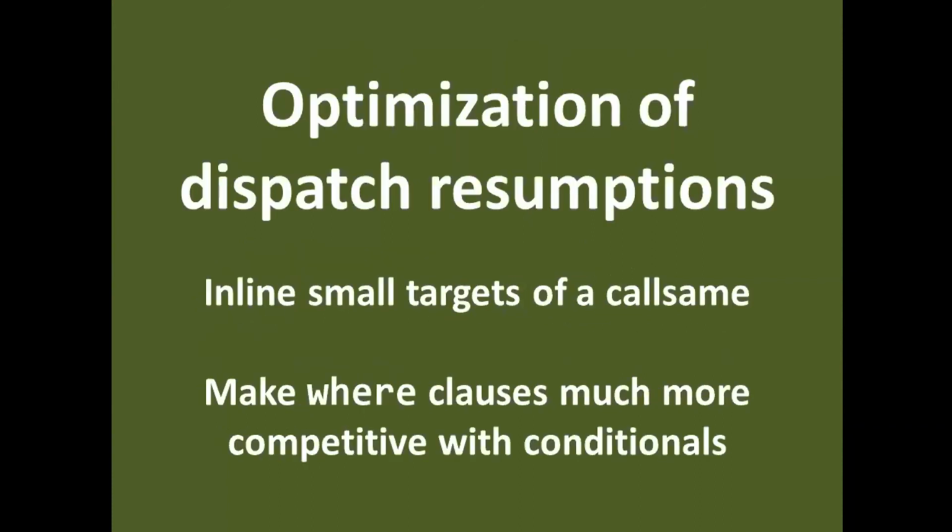Once we've shipped it, there's more to do. So in the initial merge we do, dispatch resumptions will not be something that we especially teach the optimizer about. But we'll get there. When we do, then we might start getting to a point where you can write your factorial with where clauses, and it's kind of competitive with just writing it with conditions. Callsame, the same kind of story.